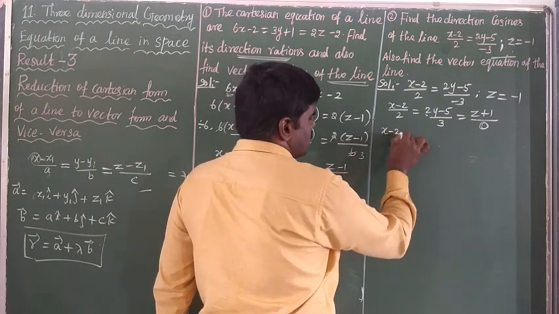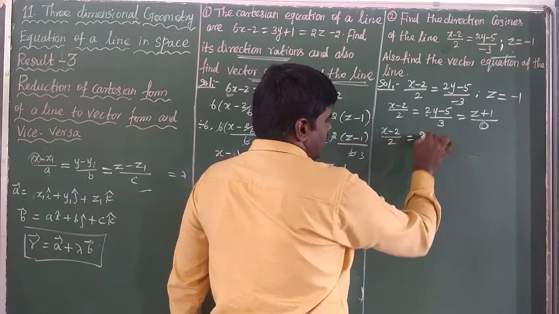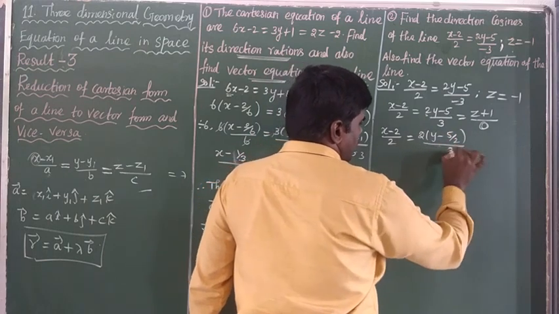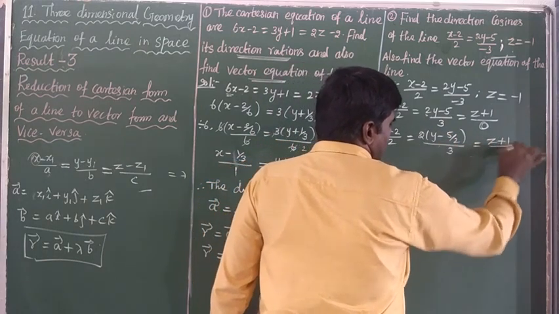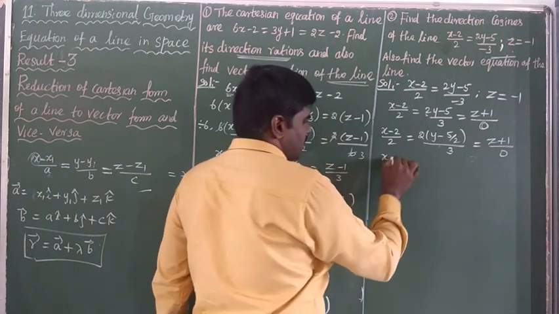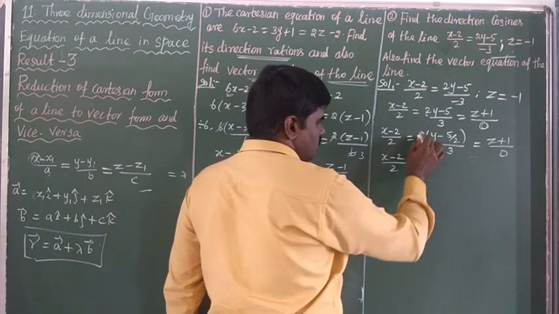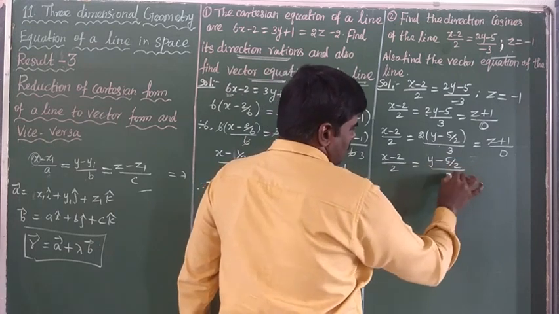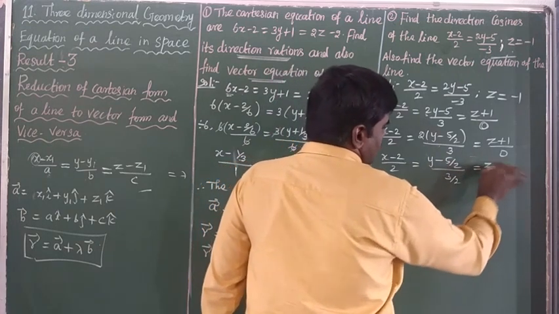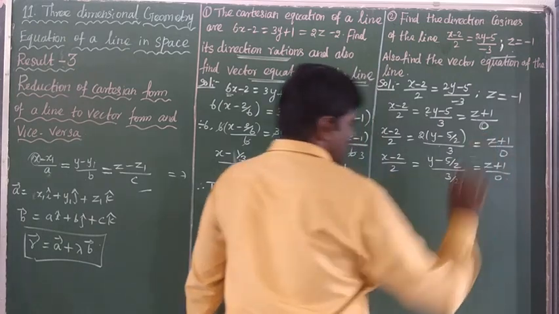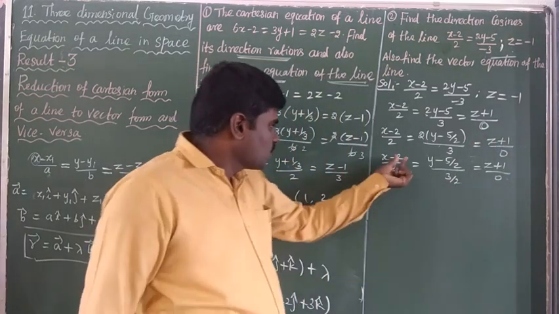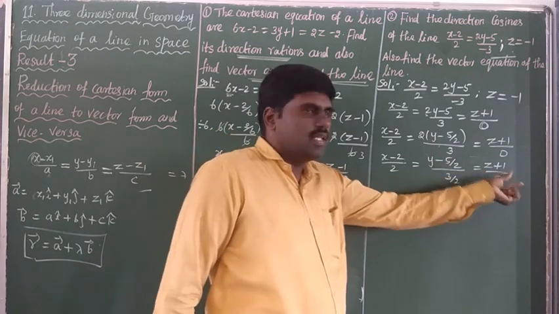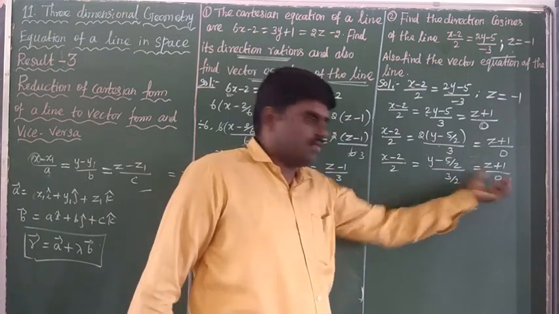Here (x minus 2) divided by 2. Take 2 common. What's the remaining? (y minus 5 by 2) divided by 3 by 2, is equal to (z plus 1) divided by 0. To simplify, (x minus 2) divided by 2, thus 2 will come to the denominator: (y minus 5 by 2) divided by (3 by 2) is equal to (z plus 1) divided by 0. So now what are the points, the A vector? 2 i cap, that is the point 2, 5 by 2, minus 1. Direction is A, B, C, where you will get.